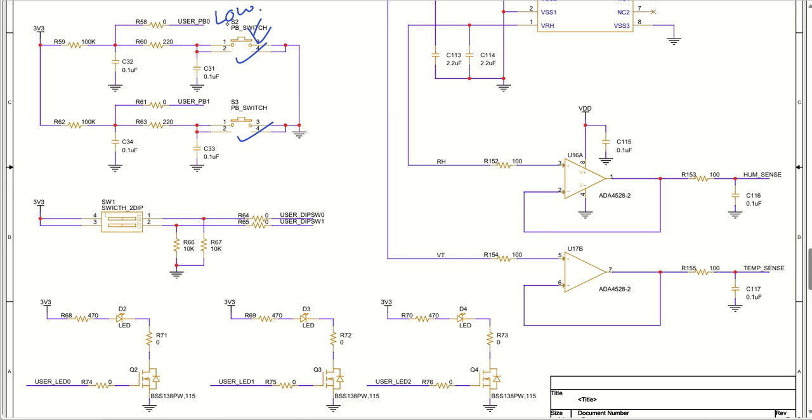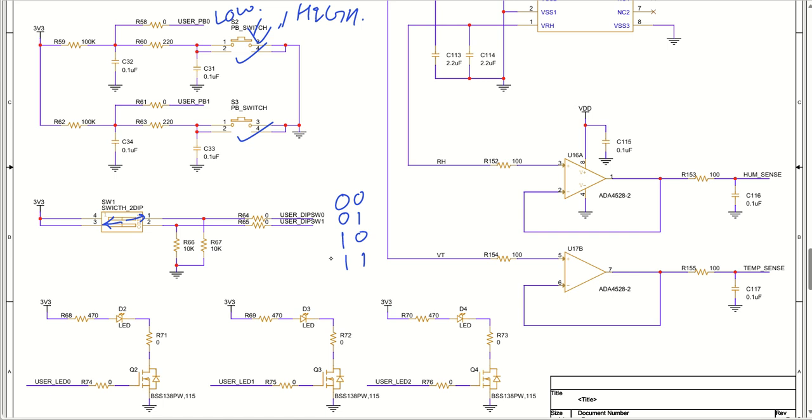If it is seeing high, then the push button is not pressed, because 3.3 volt is directly giving it high. Similar to that, push button 1 as well. We have DIP switches. On the DIP switches, the left side is open and the right side is closed. So if you press the right side, the microcontroller will see a 1, and whenever it is open, the microcontroller will see a 0. So you can have almost 4 options: 0 0, 0 1, 1 0, 1 1. Based on these options, you can have proper decision making.